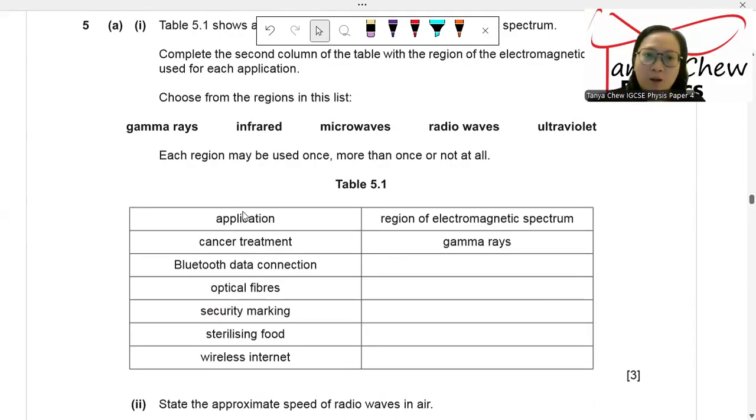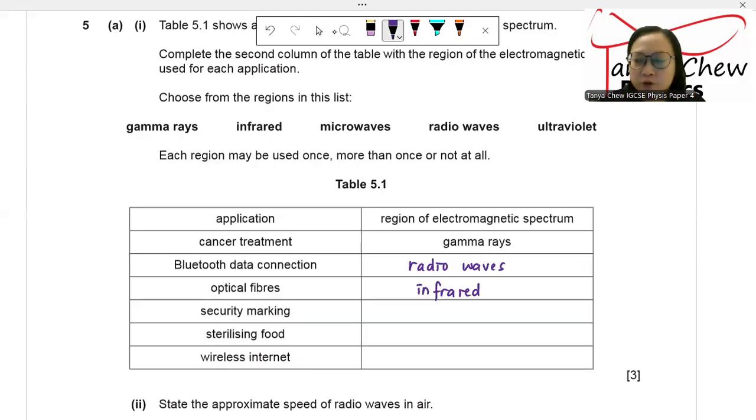That's gamma rays. Bluetooth data connection. You can see some of the businessmen do put something close to their ear. That is Bluetooth. So Bluetooth uses radio waves. Why? Because radio waves have the longest wavelength. It can travel far further. Optical fiber, the one that you use Wi-Fi at home, we use infrared. And security marking, so to mark on your notes, right?